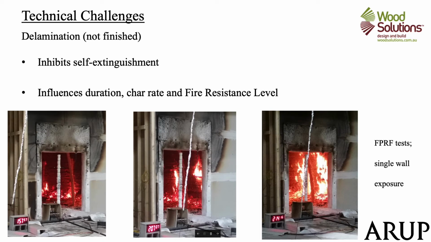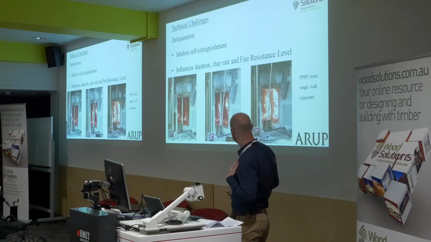Because you've got fresh timber exposed and some fall off, the intensity of the fire grows. You'll get a spike in char rate, which means you're actually losing fire resistance faster, and it inhibits self-extinguishment, so it can lead to regrowth and very unpredictable fire dynamics. And if you get regrowth, obviously your duration increases, your char rate increases, and your fire resistance level needs to be a lot higher. And this was demonstrated in the Fire Protection Research Foundation test.